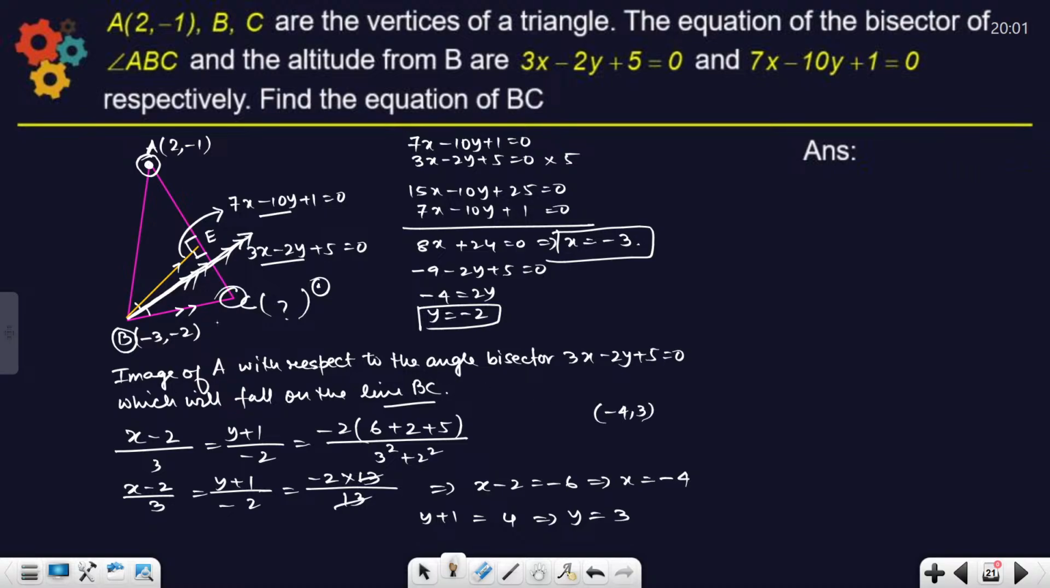Don't think that this is point C. No, this is not point C. Okay. But it is 1 point on the line BC. That's it. So now you know 2 points. One is this, your B minus 3 comma minus 2, and the other point, which is the image, is minus 4 comma 3. So now I find out the equation of BC by using 2-point form.